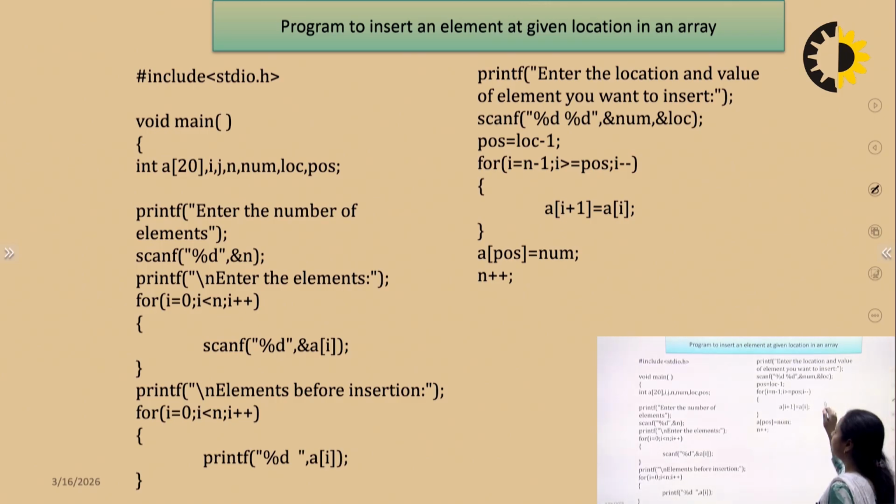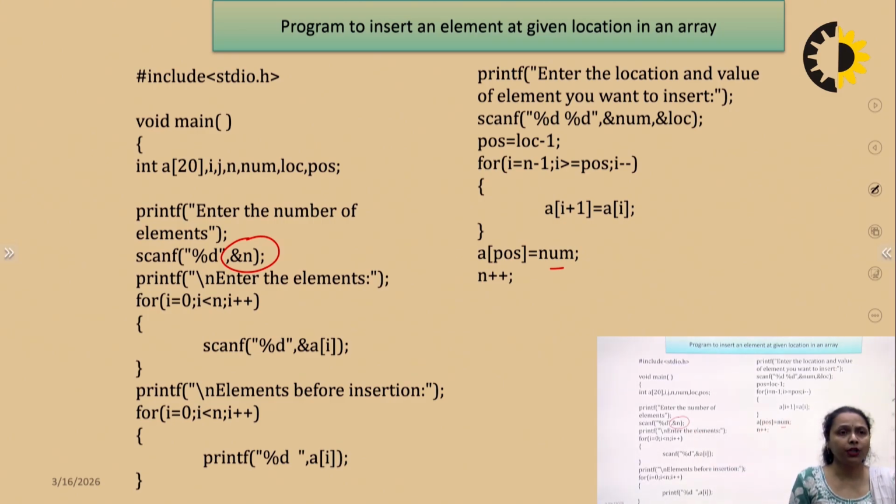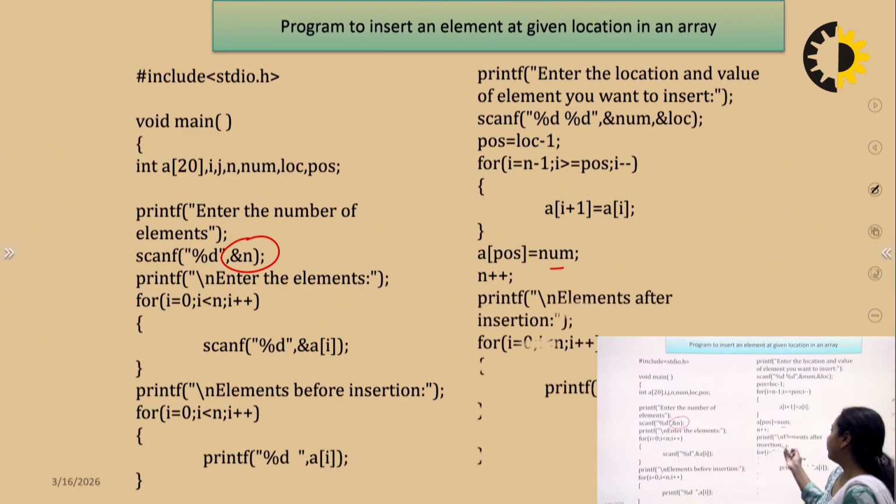After the space is created, at the particular position the required data is stored by writing the statement a[position] equals num, and then increment the length of the array, that is n, which we have taken initially from the user side. Initially the user has provided the length of the array as 5, so now it is going to be 6. So you have to increase the length of the array also. After that, simply write the loop and print the elements of the array.